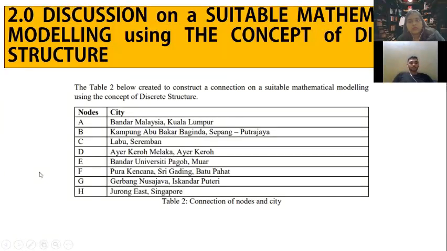So this 2.0 is a discussion on suitable mathematical modeling using the concept of discrete structure. Table 2 below shows how we constructed a connection for a suitable mathematical model using the concept of discrete structure. There are a few nodes here from A to H, and we have labeled them to the cities. Next page.